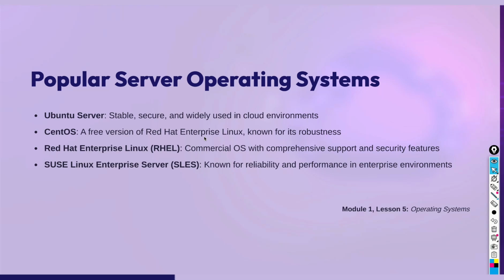Then we have Red Hat Enterprise Linux. Now, this one costs money. This one you need a key for. It's a commercial Linux distribution that offers advanced security features and comprehensive support stability for enterprise-level applications. So many big companies pay lots of money for this type of operating system.